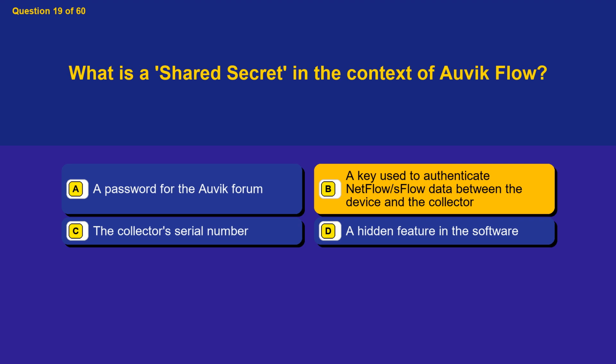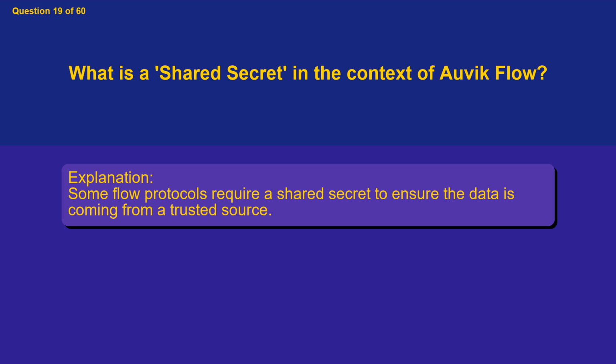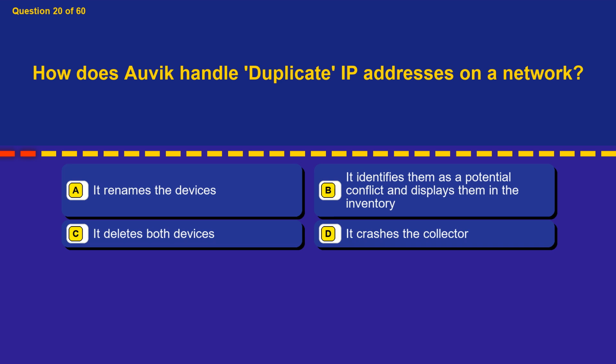The correct answer is option B. A key used to authenticate NetFlow/SFlow data between the device and the collector. Some flow protocols require a shared secret to ensure the data is coming from a trusted source. Question 20. How does Auvik handle duplicate IP addresses on a network?